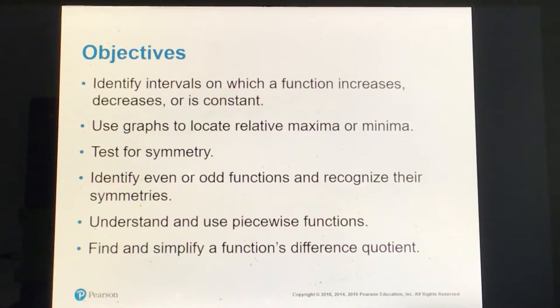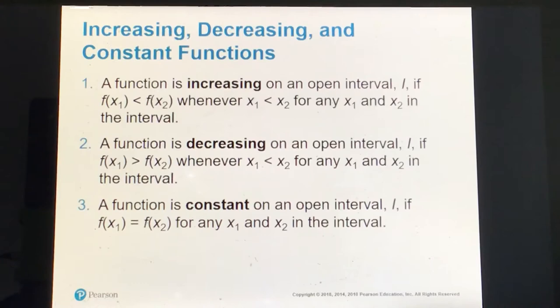Okay, a function is increasing on an open interval if f of x1 is less than f of x2. They're saying that the y value of the point on the left is less than the y value on the right. So that means it's going uphill. If you're going across the number line, the y values are getting greater as you go to the right.